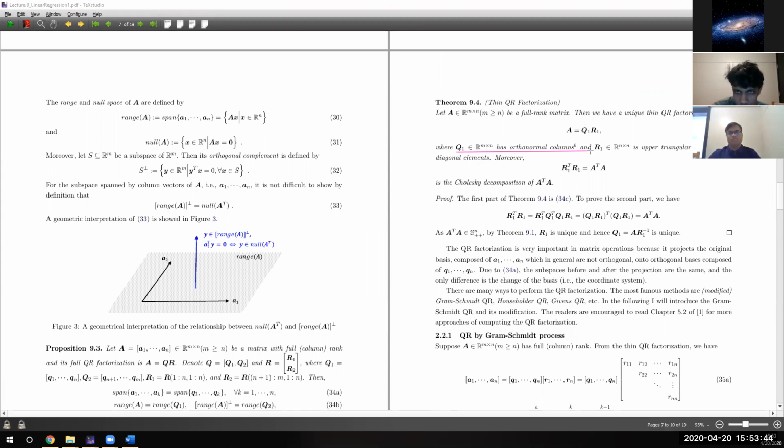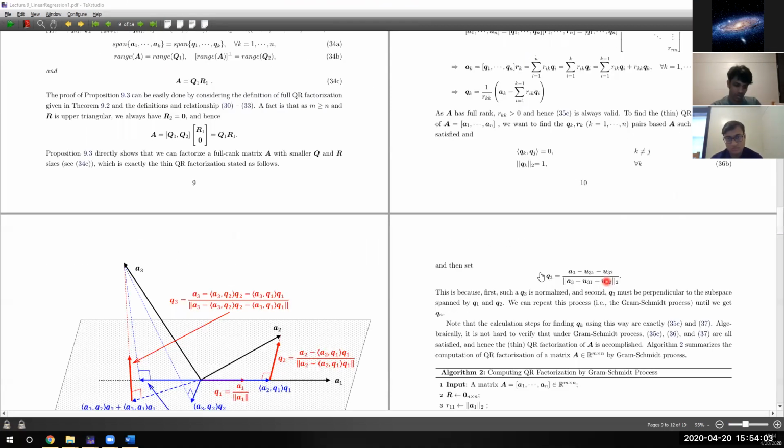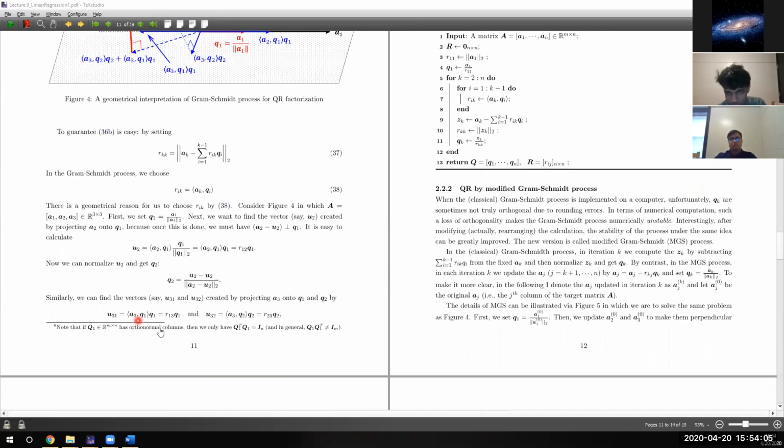Q1 has orthogonal columns. So if Q1 has orthogonal columns and the dimensions are m by n, it's not m by m, it's no longer square. So you cannot write Q1 inverse. There's no Q1 inverse, okay? So here you have Q1^T Q1 equal to I_n, but you do not have Q1 Q1^T.